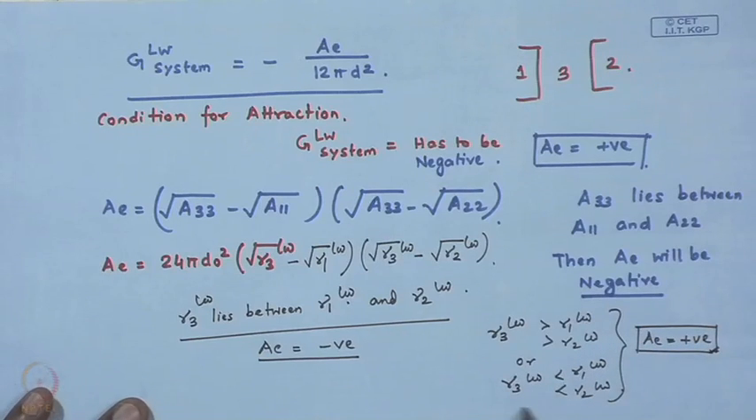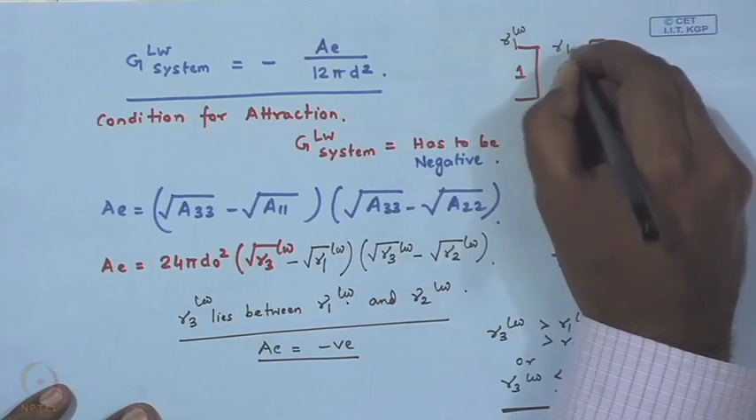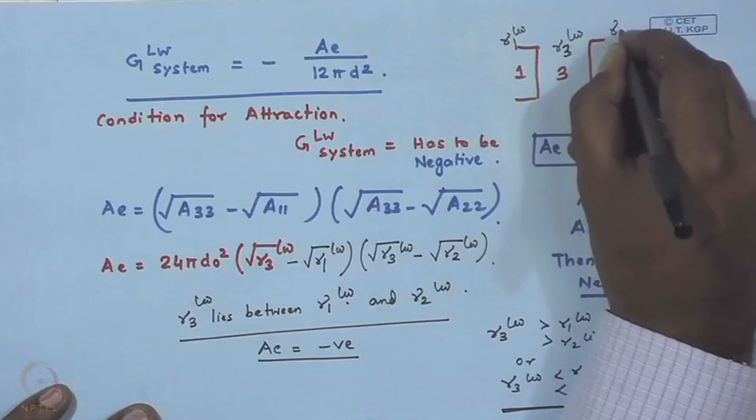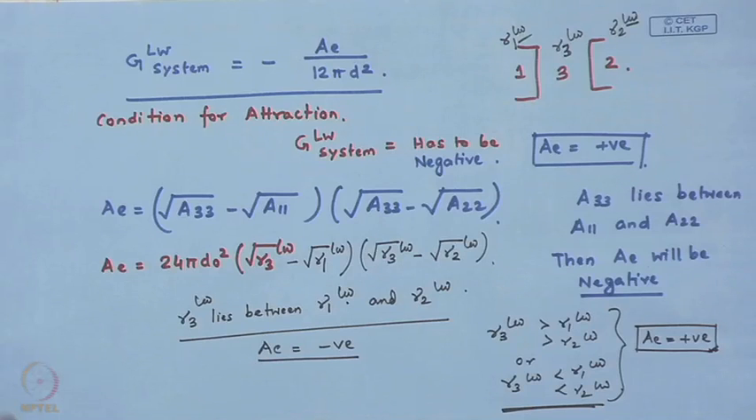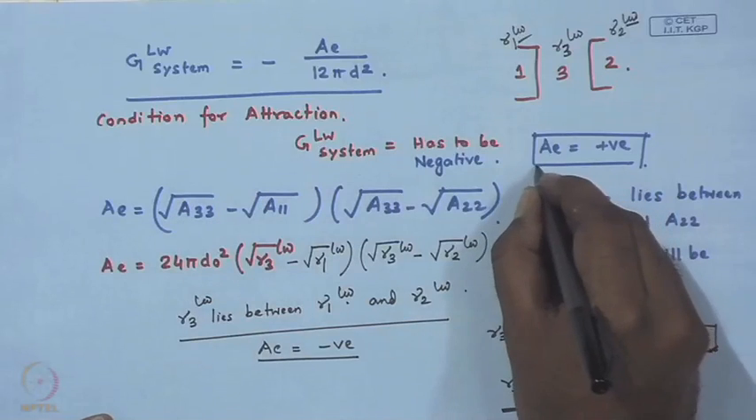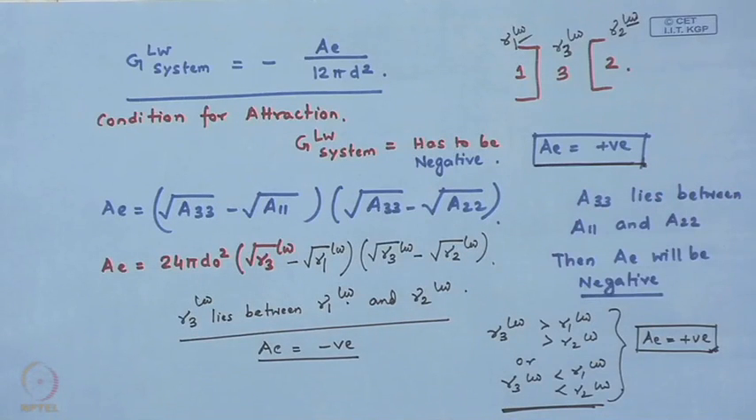Okay. So, now you can see that depending on the relative magnitudes of the van der Waals component of surface tension, you can have an interfacial attraction or repulsion between the two blocks 1 and 2, even though we are considering only the van der Waals interaction. The other interesting thing is that the condition for attraction is AE has to be positive. So, in that case 1 and 2 will get attracted towards each other. So, this is an important point.